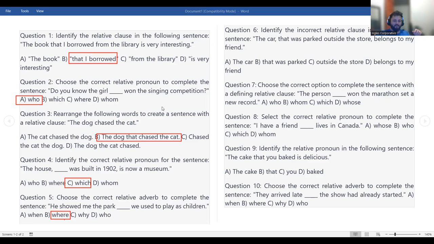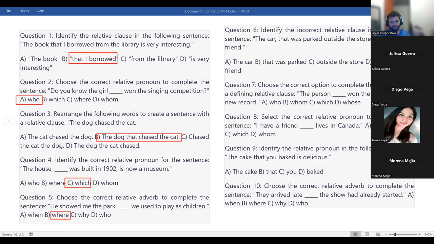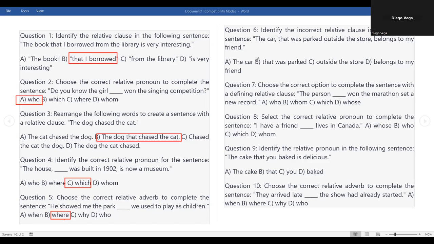Now, is this a relative clause, where we used to play as children? Yes or no? Yes, it is a relative clause. It's just not a relative pronoun. Very good. Thank you very much. So, number 6.